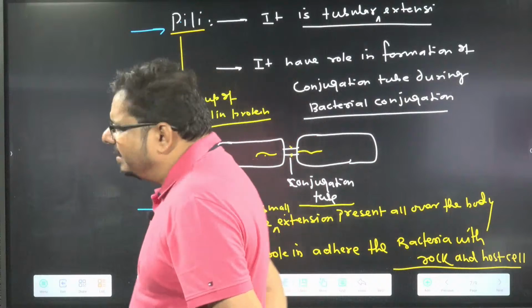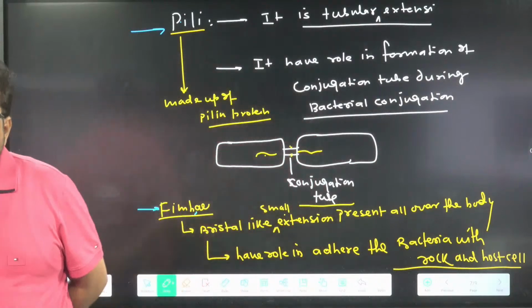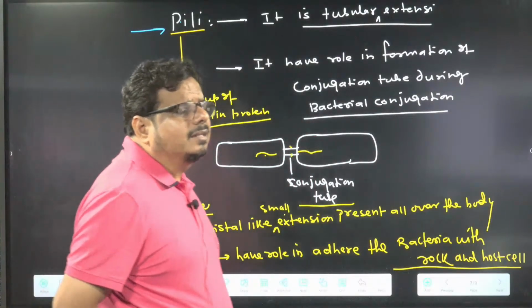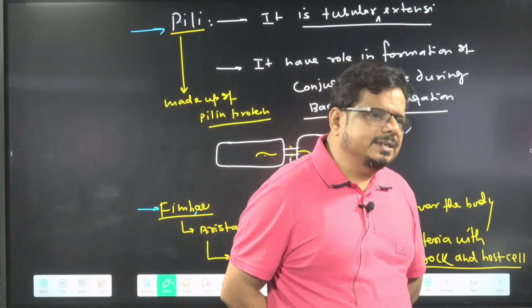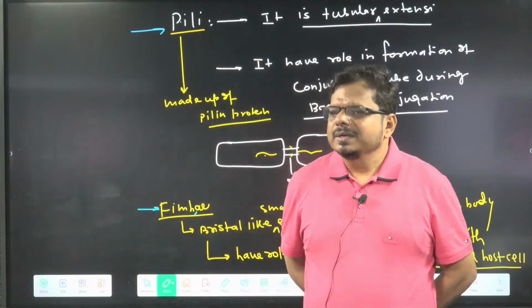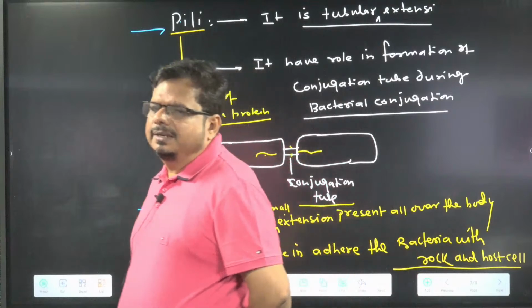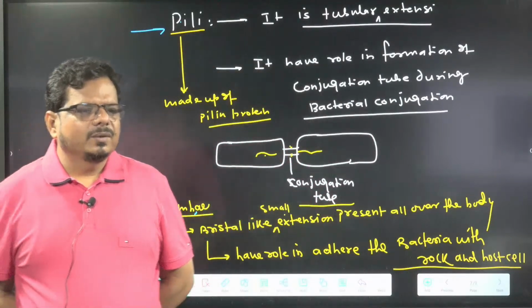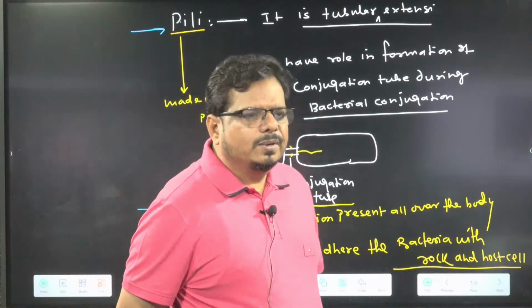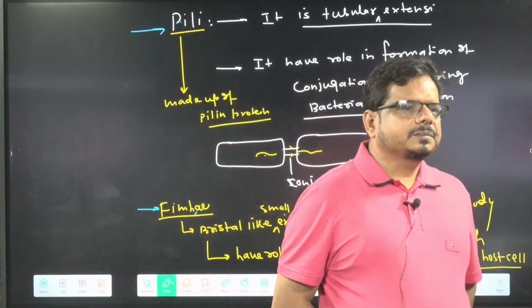So it adheres. Adherence means attachment. It helps to attach the bacteria with the host cell. So the prokaryotic cell is over. Got the idea? Now we are moving toward the eukaryotic cell.